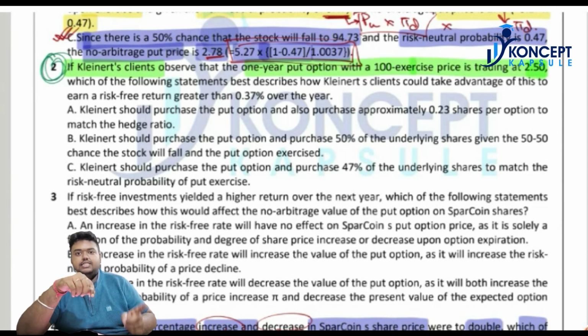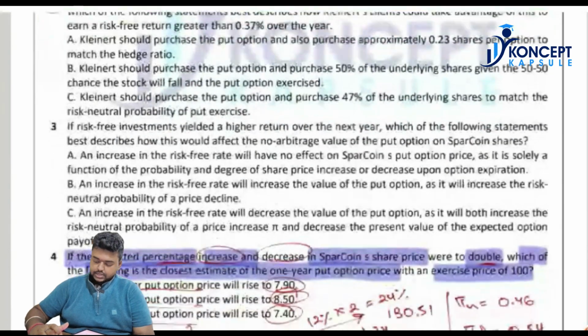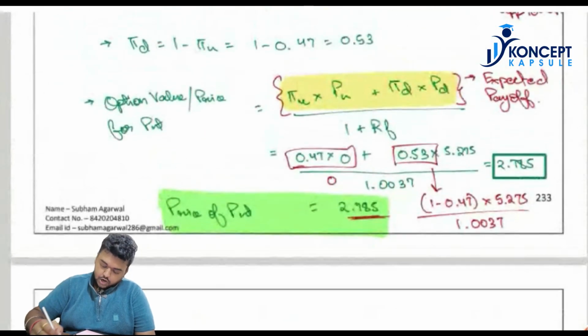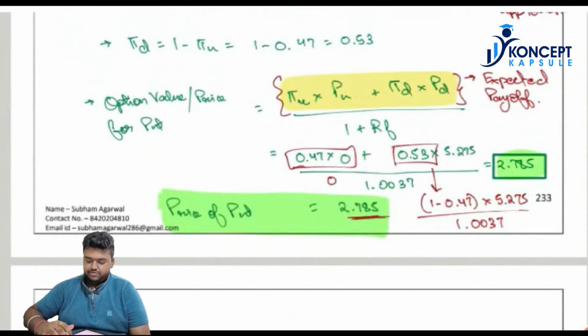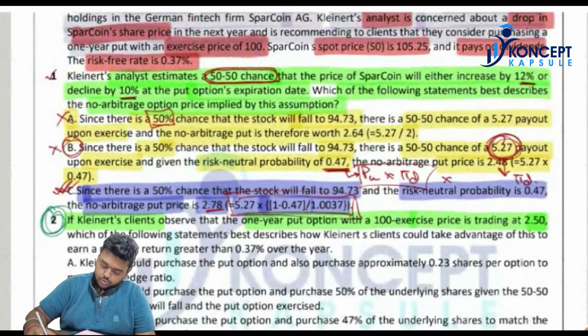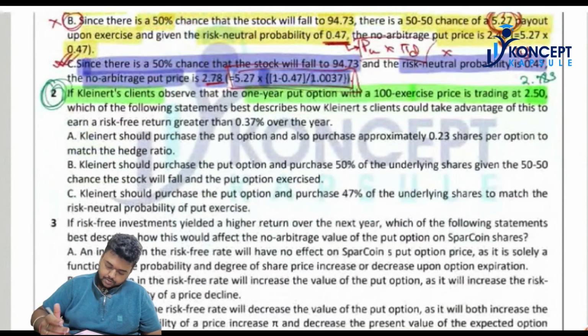In the previous class, if you remember, we were calculating the theoretical price at which the put should trade. What was the number? The theoretical price was 2.785. So basically, something which is worth 2.785 is trading at 2.5. Okay, it is trading at 2.5.